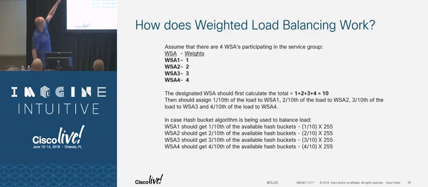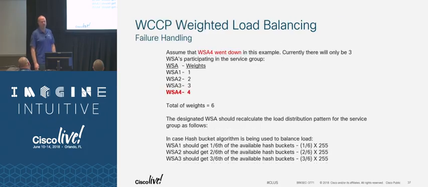Now, if we had all these as ones, like if we wanted it equally balanced, you have 1 assigned for each WSA. That's 4, so each one will get 1/4 of the traffic, which is what would make sense. And then if one of those breaks out or goes away, then that traffic is equally distributed among the other ones that are in the pool. So the algorithm's actually pretty simple.